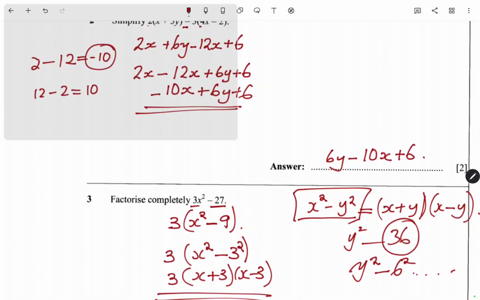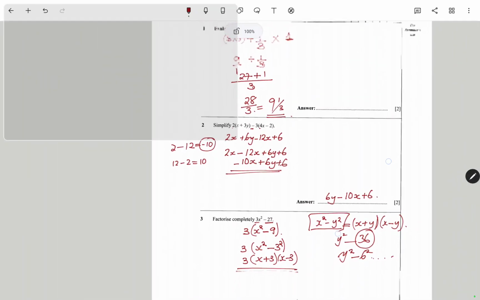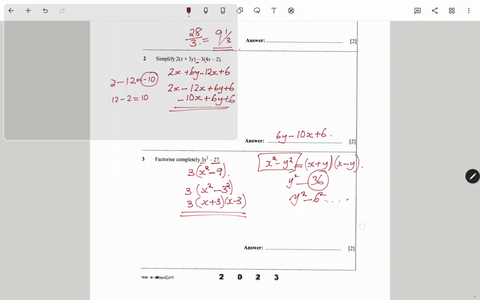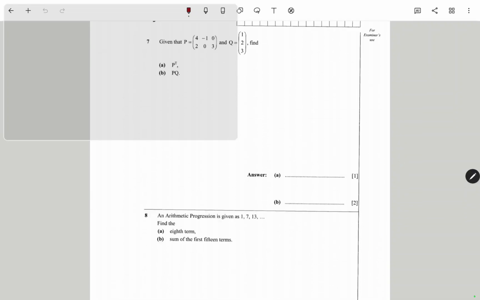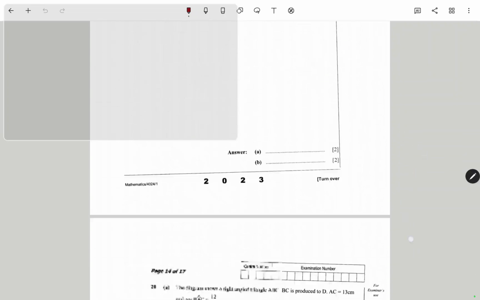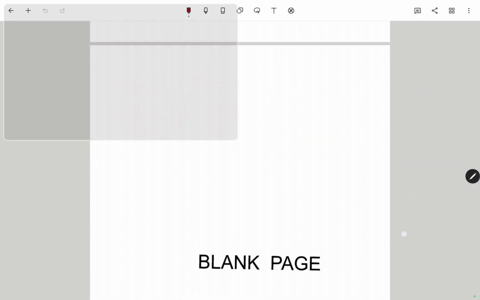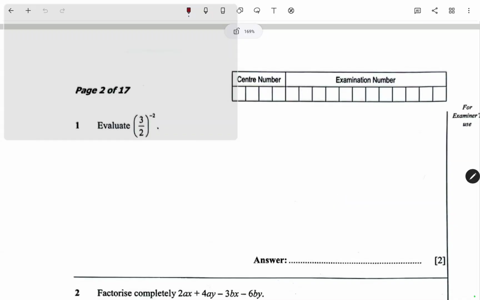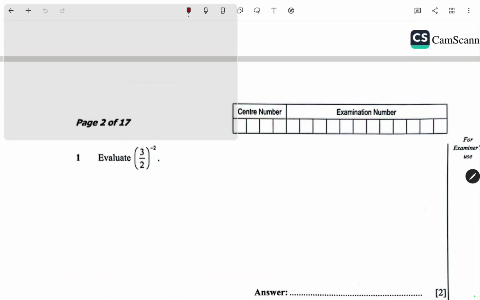So we're done with the first 3 questions of this paper 2023. Let's look at the next year, the first 3 questions. Remember, we're only looking at indices and algebra. Okay. Now, evaluate. Again, evaluating or finding your value.